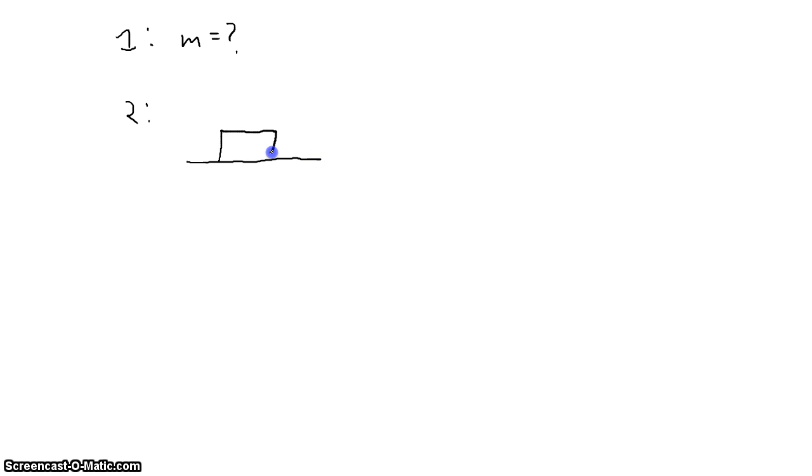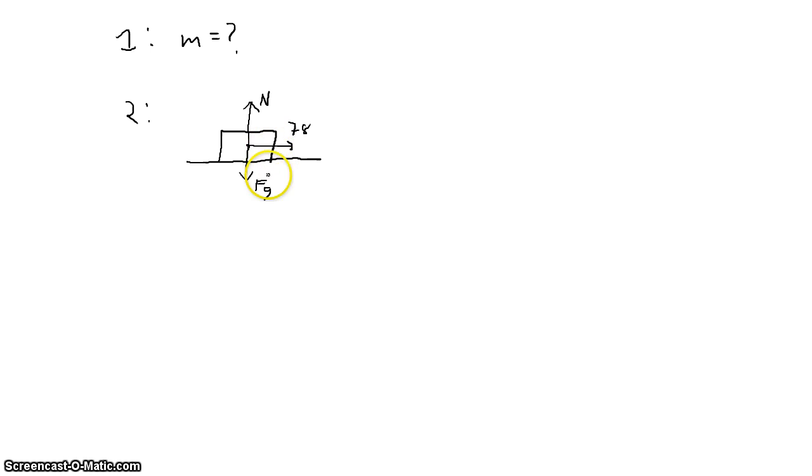So here's the block resting on the floor. We know that the dock worker is going to apply a force of 78 newtons to this block of ice. We also know that there is a downward force on the block of ice due to gravity. So this is the force of gravity. And we know that there is a normal force pointing upward.